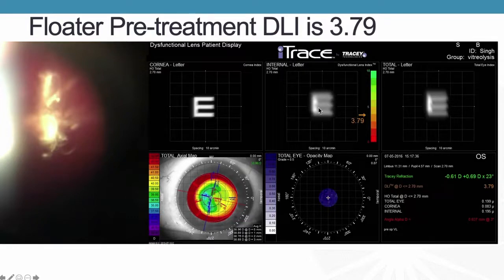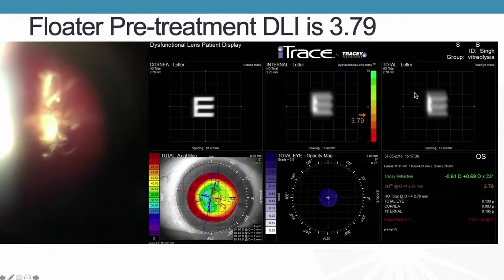There's dysfunctional lens index. Think of it as taking all those parameters, all the 256 lasers, and assessing them and giving you a number and saying, okay, the lower the number, the less quality the internal optic. It can be the lens or the vitreous. So anything behind the cornea is the dysfunctional lens index number, basically. So a vitreous opacity could potentially cause a DLI to go down.